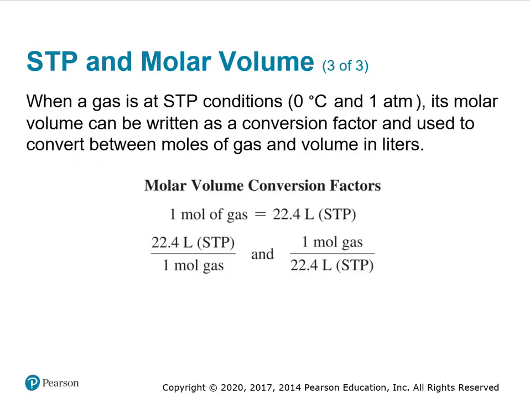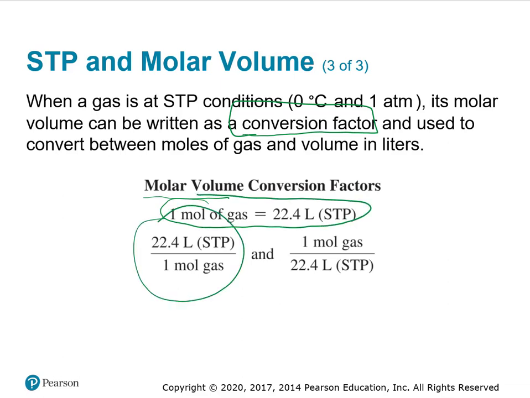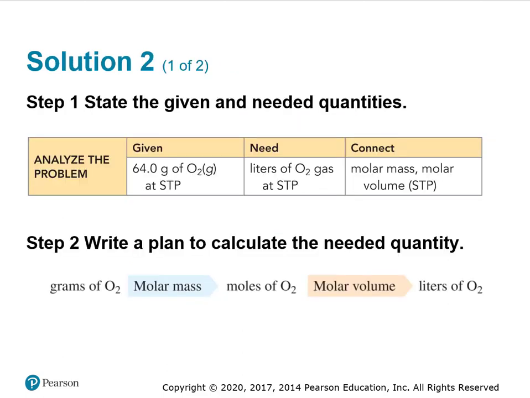We can then use that molar volume at STP as a conversion factor, and it can be used to convert between moles of gas and volume in liters. So 1 mole of gas is equal to 22.4 liters, and we can write it like this with liters on top and moles on the bottom, or we can flip it around. We can say 1 mole of gas takes up 22.4 liters. Let's look at a sample problem.